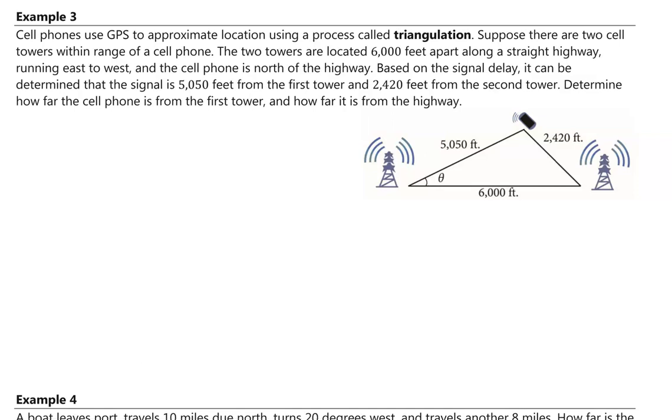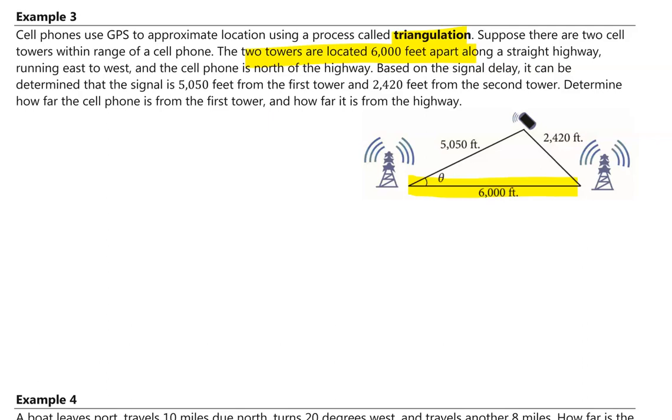Next, example number 3. Cell phones use GPS to approximate the location using the process called triangulation. Suppose there are two cell towers within the range of a cell phone. The two towers are located 6,000 feet apart along a straight highway. So, these are the two towers 6,000 feet apart, running east to west, and the cell phone is north of the highway.